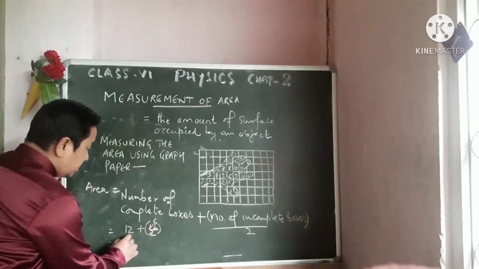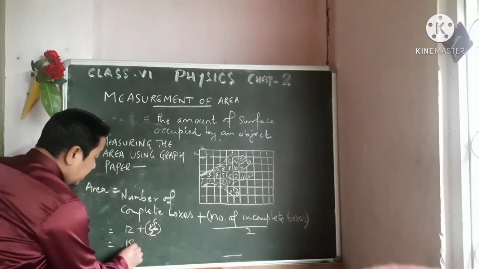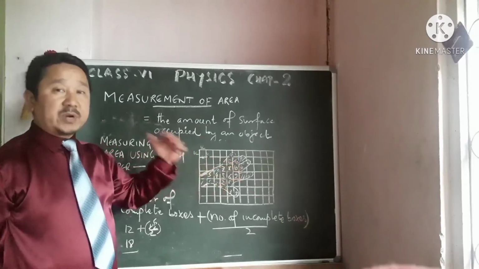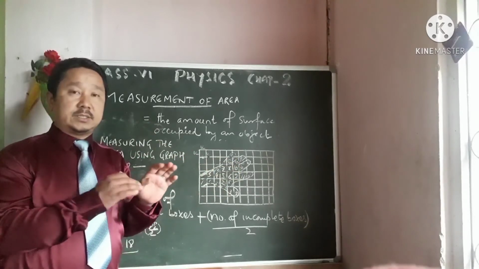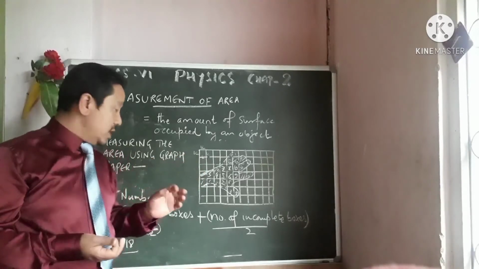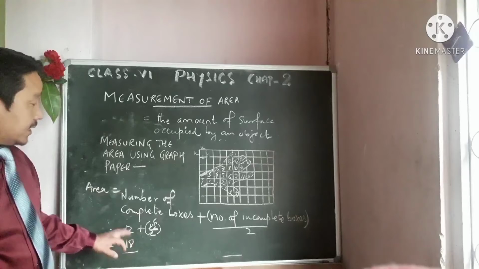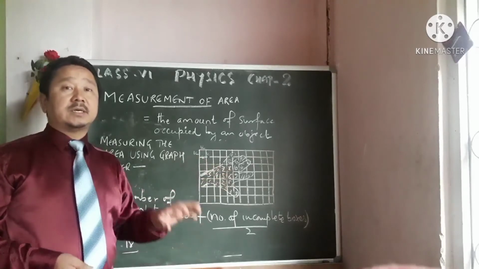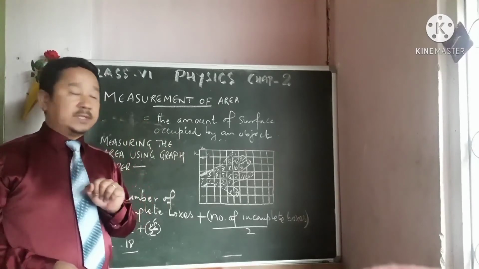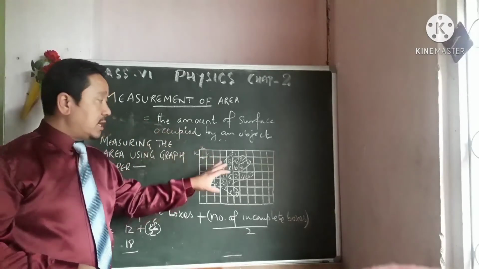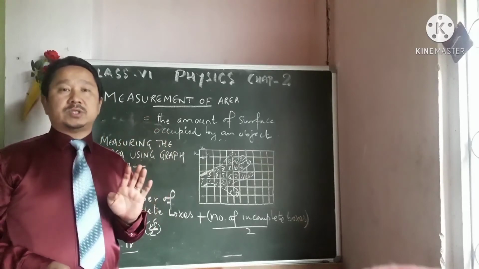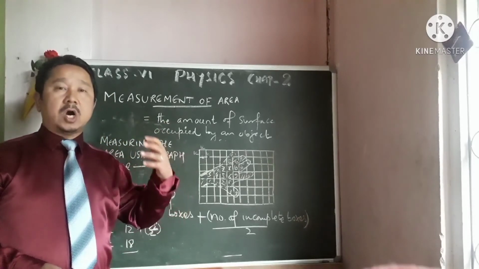12 plus 6, it will be 18. So total 18 boxes approximately, it is not accurate, but approximate. Okay, approximately there are 18 boxes covered by the outline of your hand, which means 18 boxes are covered by your hand. And 18 means how much area?